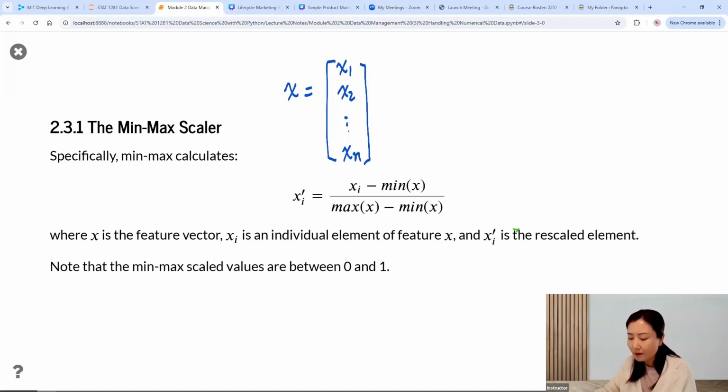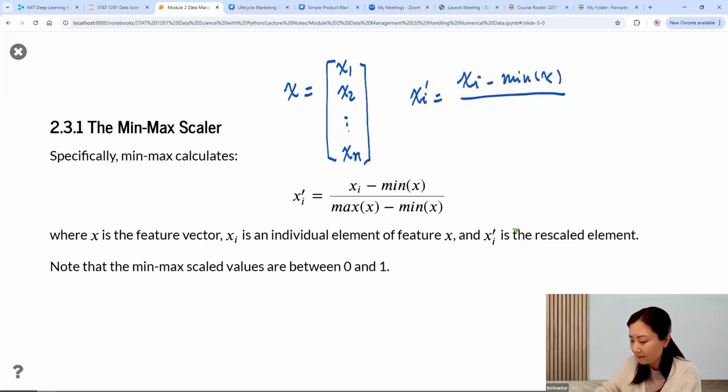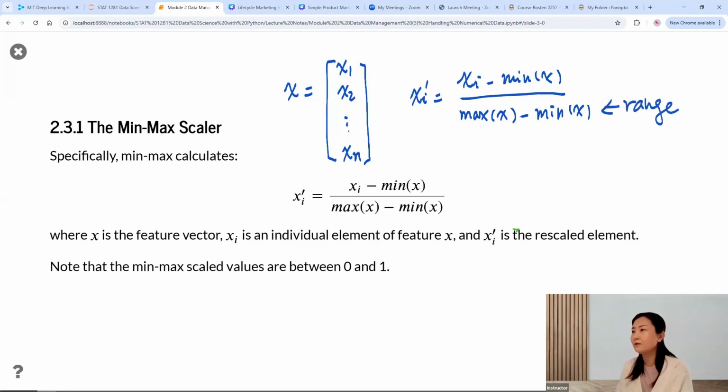And to min-max scale any observation in this vector. Okay? So xi prime. So you minus the mean of it and divide it by max minus the mean. Okay? Basically the range. The range of it. So let's study the range of the transformed data x prime.